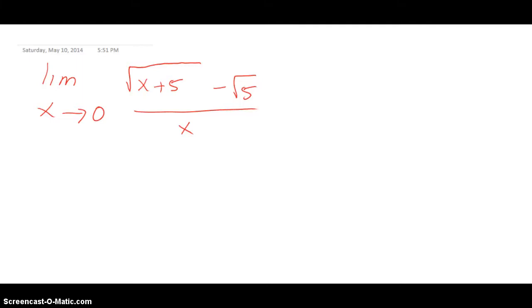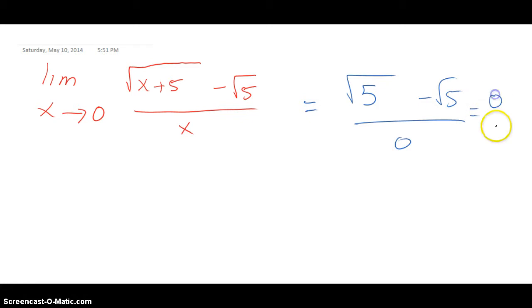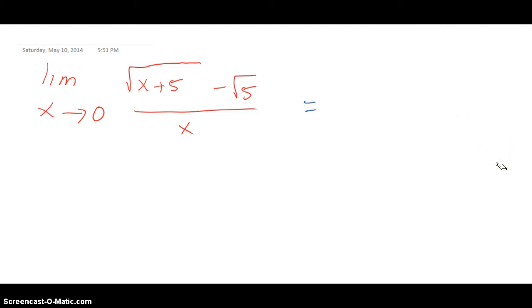Well, if we start this problem by plugging in 0 for x, here's what we're going to get. We're going to get the square root of 0 plus 5, which is 5, minus root 5, all over 0. And root 5 minus root 5 is 0 over 0. This is one of those cases where you might be tempted to put 0 as the limit, or maybe you see the 0 in the denominator and want to say it's undefined, and neither of those answers would be correct. So what we need to do is rationalize the numerator.